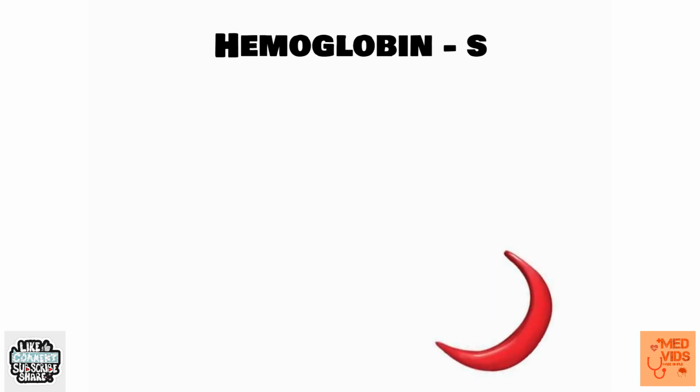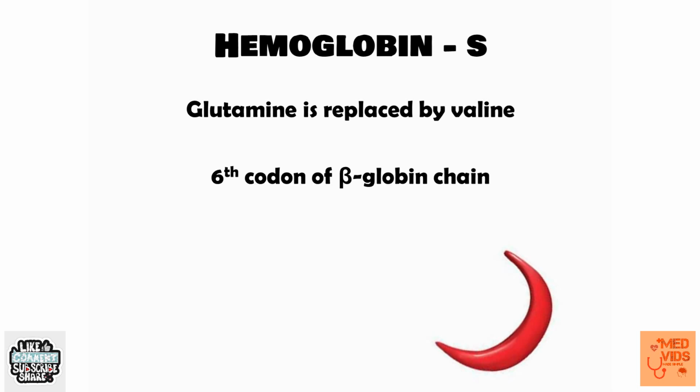So what happens in hemoglobin S, that is in sickle cell anemia, is that the primary thing which everyone must remember is that the glutamine amino acid in hemoglobin A is replaced by valine. Okay, so glutamine has to be there and it is replaced by valine. Now, to be more specific, it happens in the beta globin chain of hemoglobin. Even more specifically, in the 6th codon of the beta globin chain.